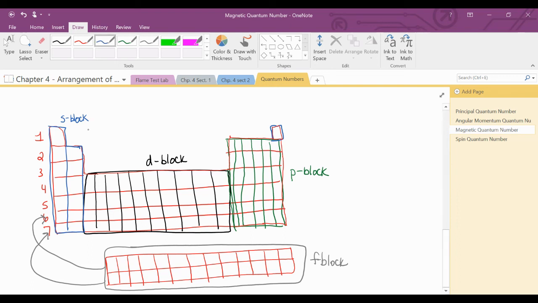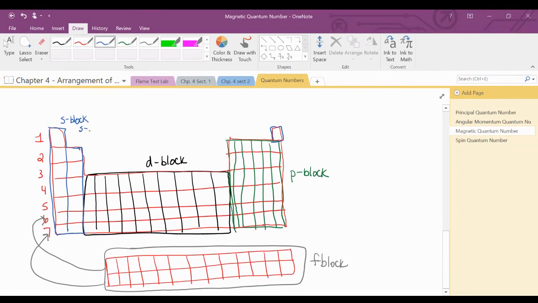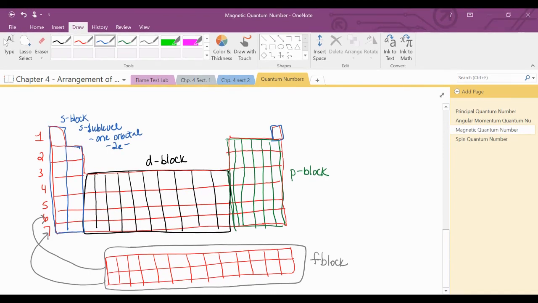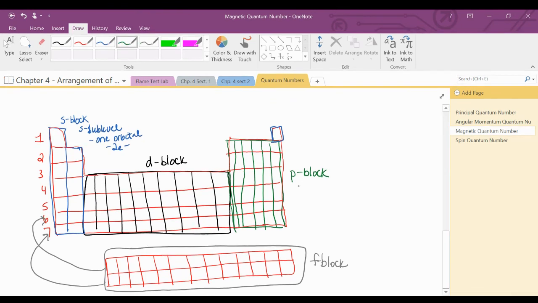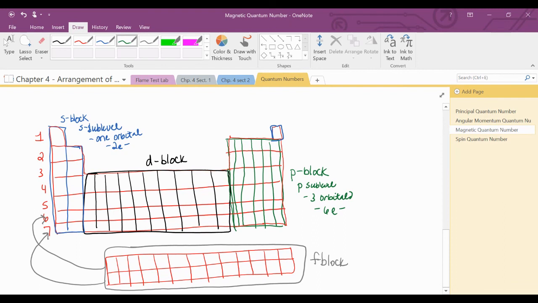All right, so kind of a review. S block, we're referring to the outermost electrons being in the S sublevel. We know S has 1 orbital, and that 1 orbital can hold 2 electrons. If we're talking about P block, we're referring to the outermost electrons being in the P sublevel. We know that P has 3 orbitals, and if each orbital holds 2 electrons, this can hold a maximum of 6 electrons.